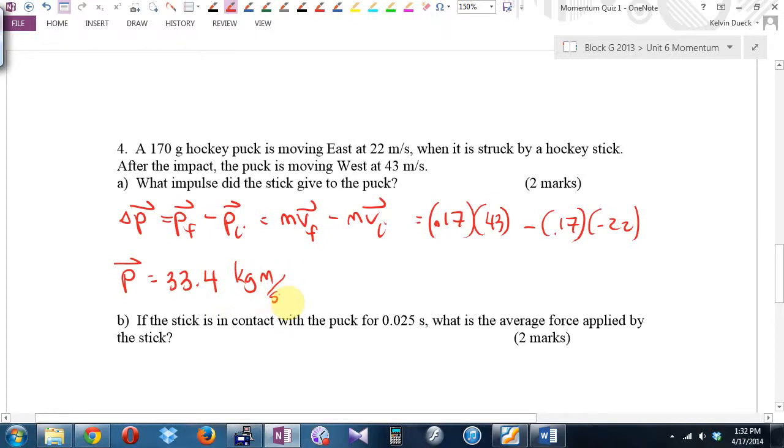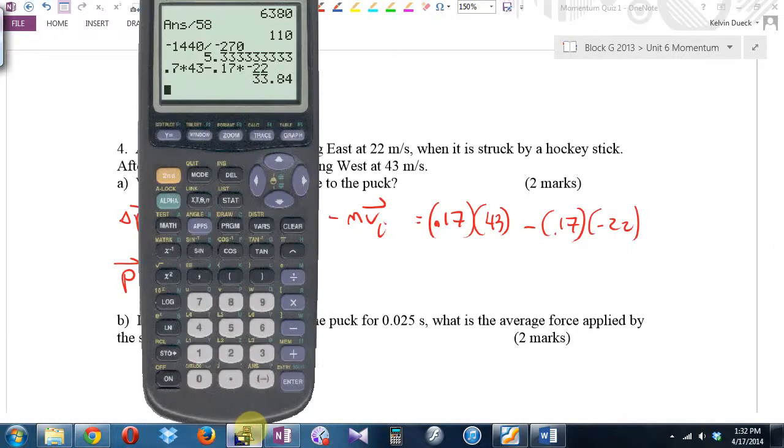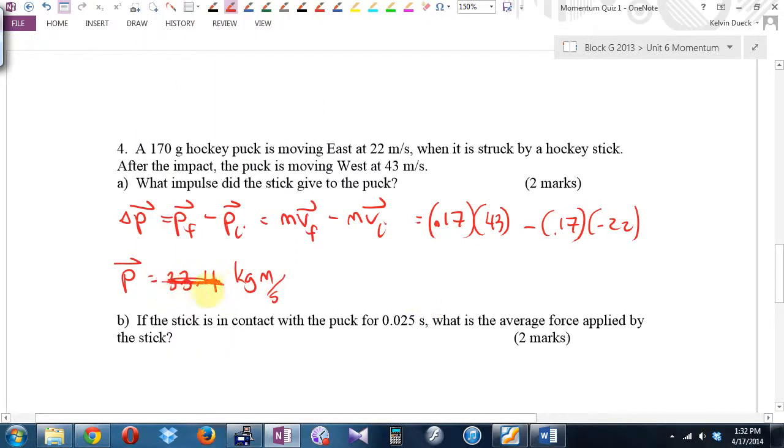Am I wrong? You put 0.7. I put 0.7. Sheesh. I should have caught that. I get 11.05. Is that better? 11 point, I'll go 11.1. But it's positive, yes? So that's in the positive direction.